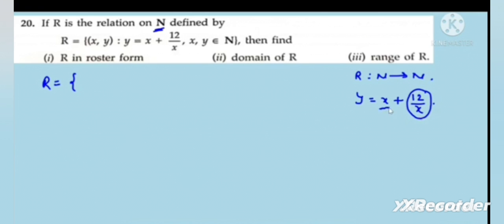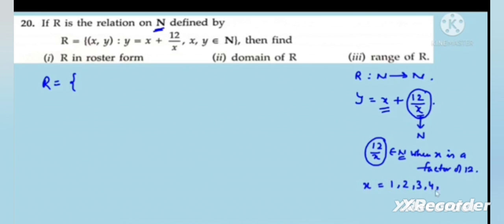So we have to consider only the values of x which are factors of 12. That means we have to consider the x values only when x is a factor of 12. So what are they? It would be 1, 2, 3, 4, 6 and 12 itself. So we have to find the corresponding values of y where x is equal to 1, 2, 3, 4, 6 and 12. For these values of x, we have to find the values of y.